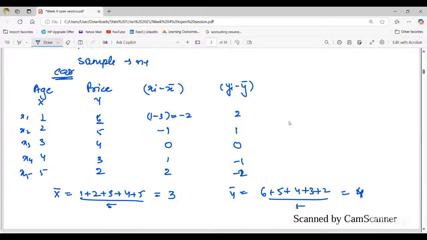Now we have to multiply these two columns. So this would be xi minus x bar into yi minus y bar. This would be minus 4, minus 1, 0, minus 1, and minus 4. Correct?